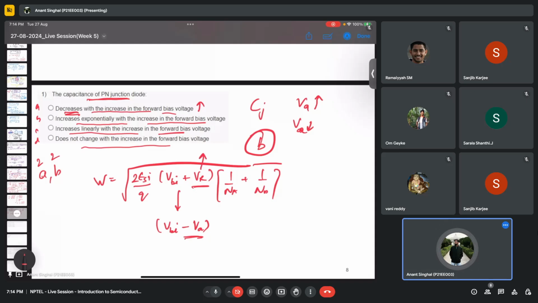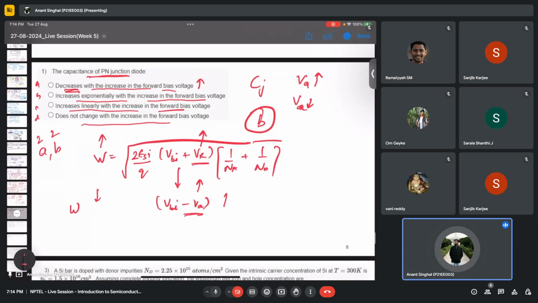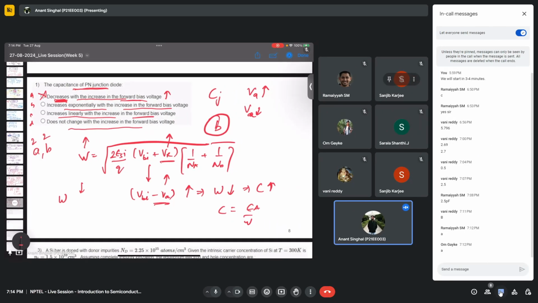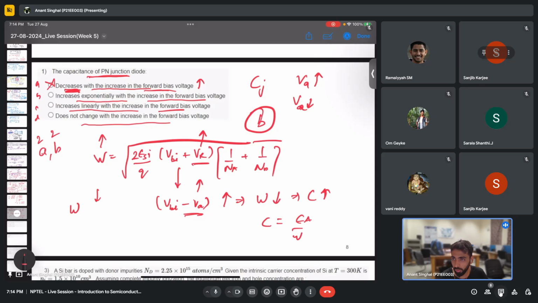So the more the reverse bias, the more will be the W. That is what we heard, that the more the forward bias, the lesser will be the W, right? Does it make sense to everyone? So higher forward bias voltage means we have a lesser W, and that means we will have a higher capacitance, because C is nothing but epsilon by W. It says it decreases with the increase in forward bias, so A cannot be the answer. Those of you who are saying A is the answer, I want to correct you. I hope it is clear that A is not the answer, right?